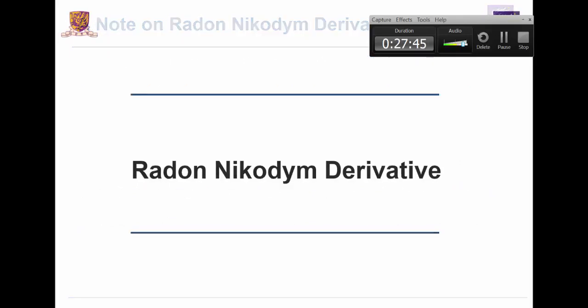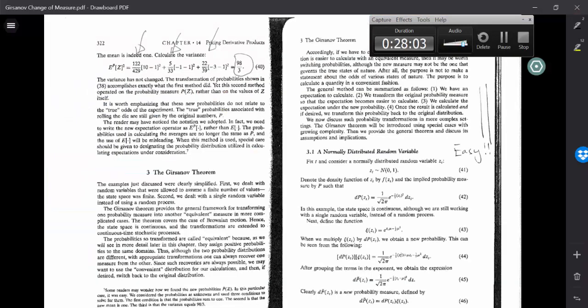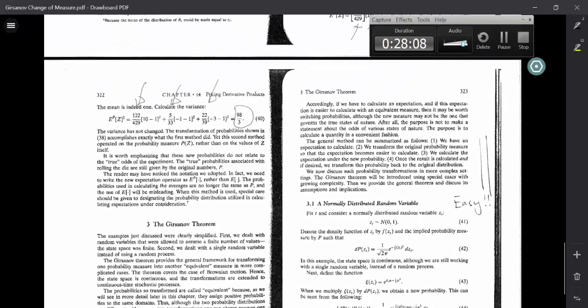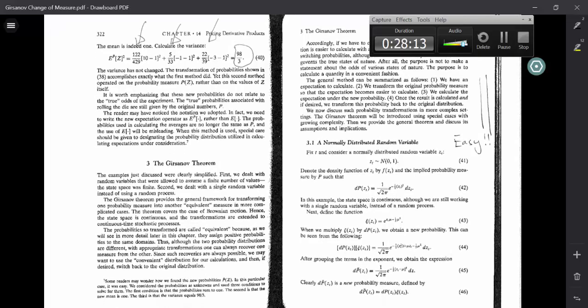Now, some of you are asking me, do you understand this one? The Radon-Nikodym derivative. Okay. This is actually related to the Girsanov theorem. And allow me to show you. Now, so let's say, what's a good way to describe this?